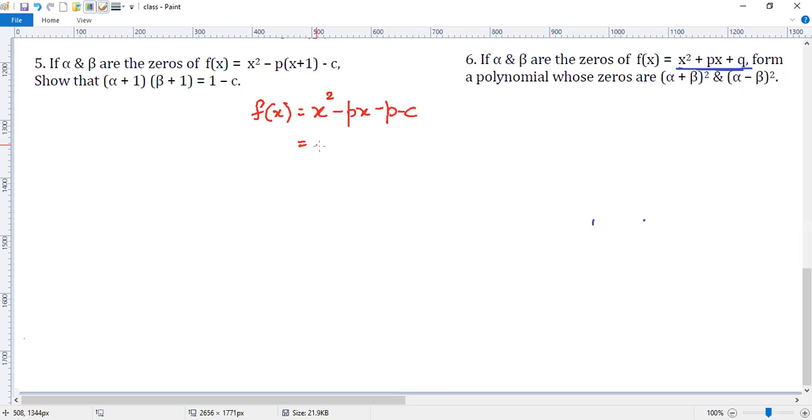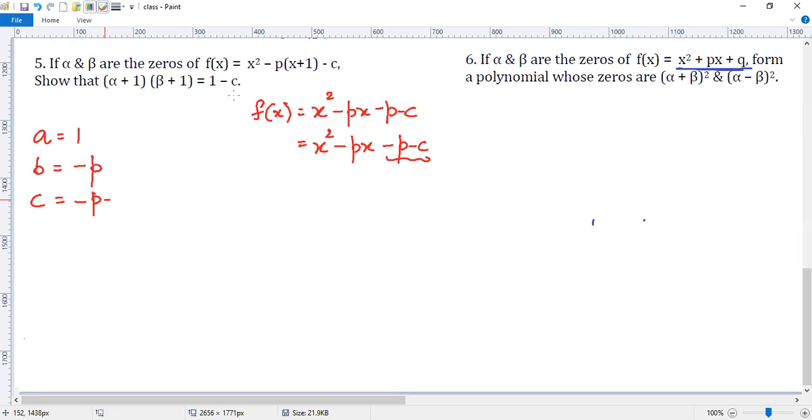So I can write x squared minus px. What is the coefficient of x? Minus p. Okay? And what is the constant term I have? Minus p minus c is the constant term together. Okay? So the coefficient of x squared is 1, the coefficient of x is minus p, and the constant term is minus p minus c. That is, the variable a, usually we write alpha plus beta is equal to minus b by a, right? Its a, that is the coefficient of x squared, is 1, b which is the coefficient of x is minus p, and c which is the constant term is minus p minus c.